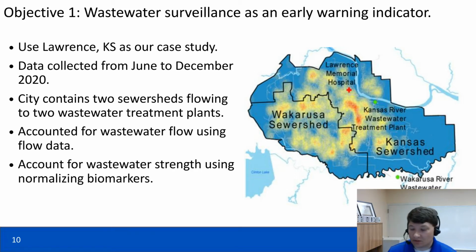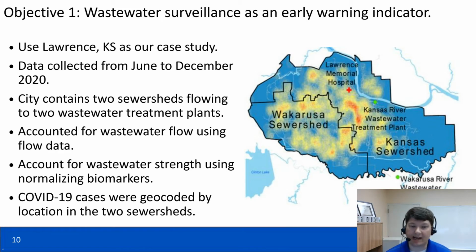Another concept that I'll highlight is the wastewater strength. Wastewater can be diluted, especially when you have rain events. And so we wanted to account for that varying wastewater strength using normalizing biomarkers. And then last, COVID-19 cases were geocoded by location within the two sewer sheds. And this data was obtained from the Douglas County Health Department.